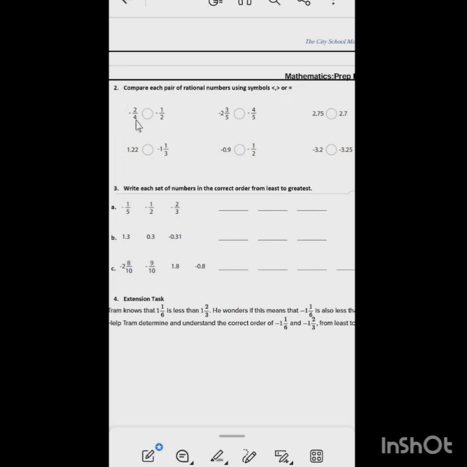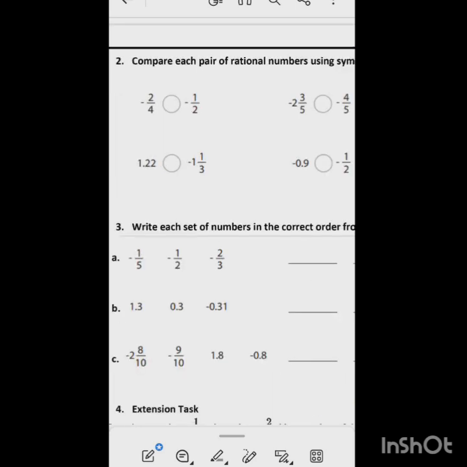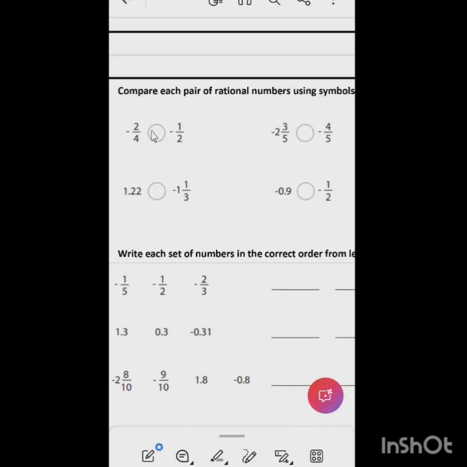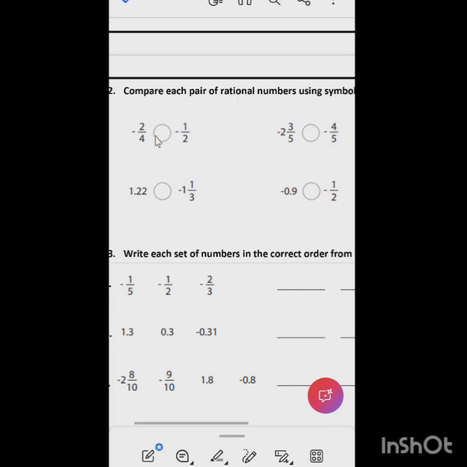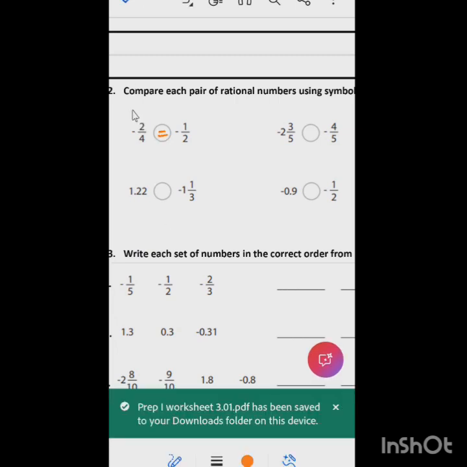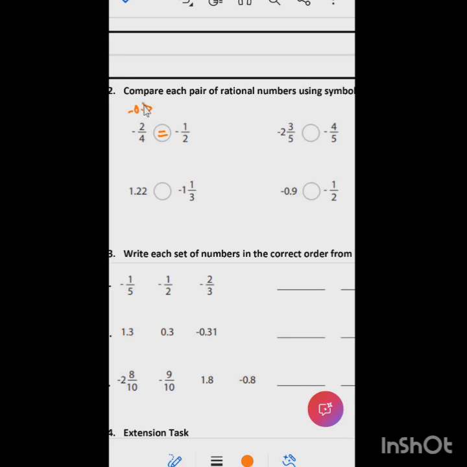So minus 2 by 4, minus 1 by 2. What do you think? Ma'am, they are equal. Why? Ma'am, because when you convert minus 2 by 4 into decimal, it is minus 0.5, and when you convert minus 1 by 2, it is minus 0.5. Very good. They are both the same. So basically, you remember, these are equivalent fractions. If you multiply 1 by 2 with 2, we get 2 by 4. Equivalent fractions.